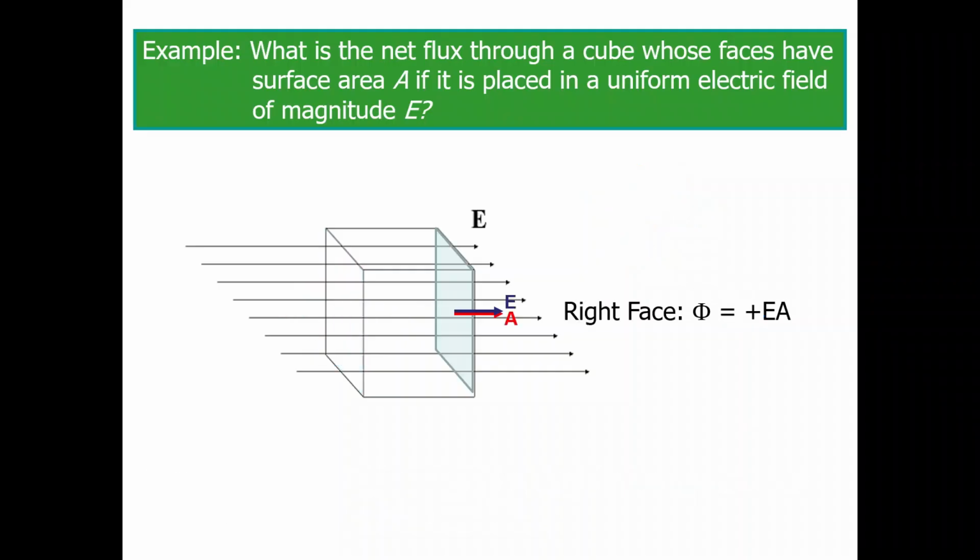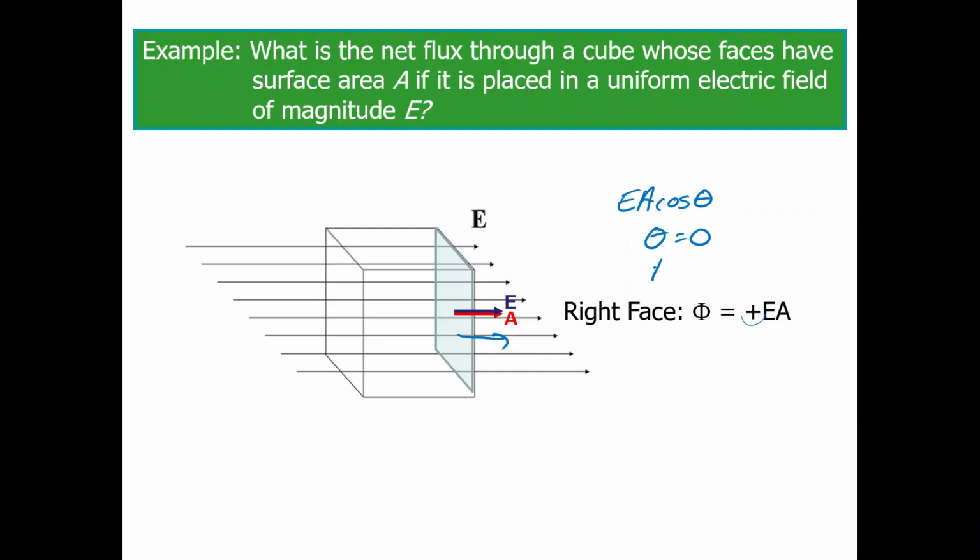Now if I look at the right face, if I draw my A and I draw my E, my A is coming out to the right, now in the same direction as my electric field. If I were to do EA cosine theta, my theta in this case is 0. Cosine of 0 is 1. So this is going to be E times A times 1, which is just EA, which is positive EA, which I can also tell because from this surface, all of my field lines are exiting the surface, which also means I have to have a positive flux.